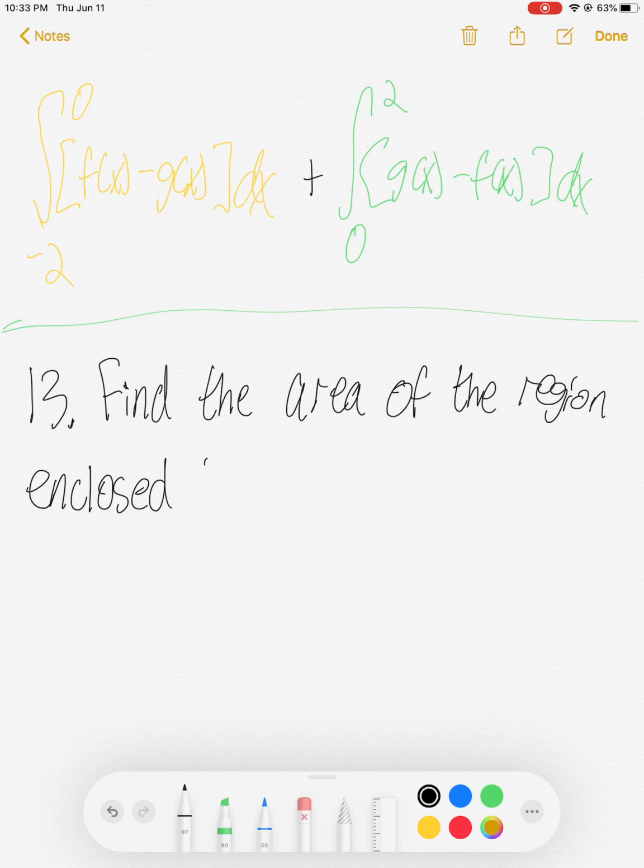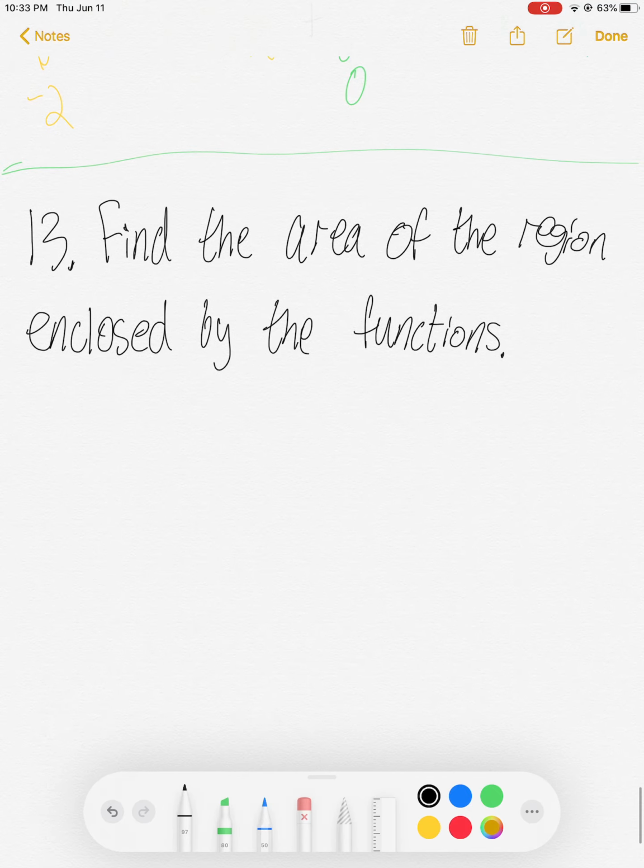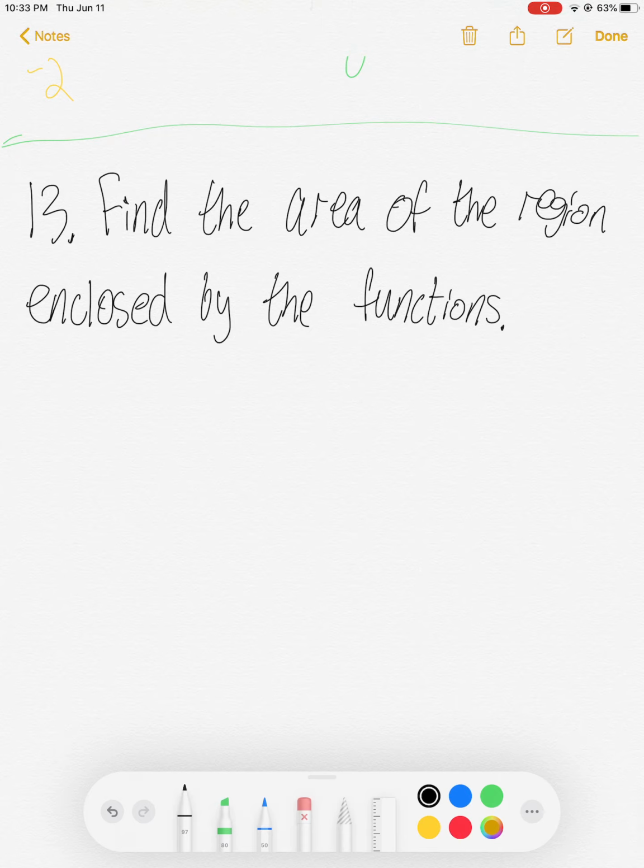Okay. Finally, 13. They're going to make us do a bit more work here. Again, I'll get us started and show us how to set it up, and then leave it to you to fill in the final details.